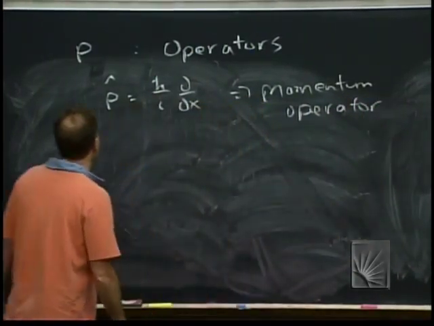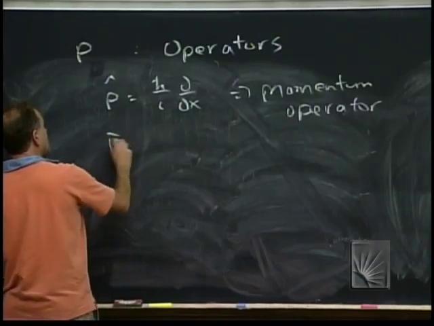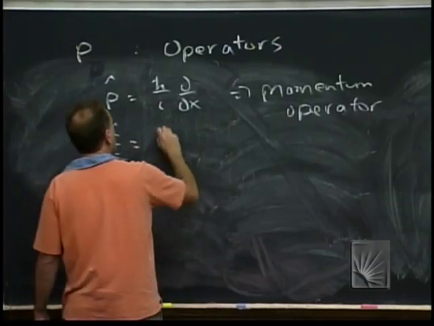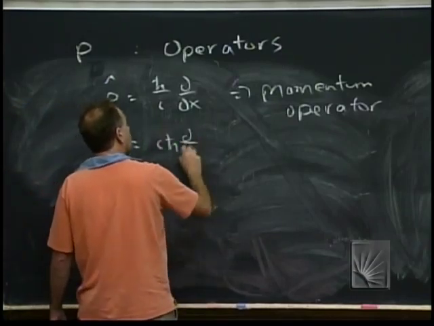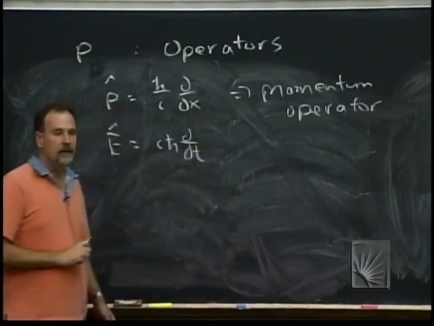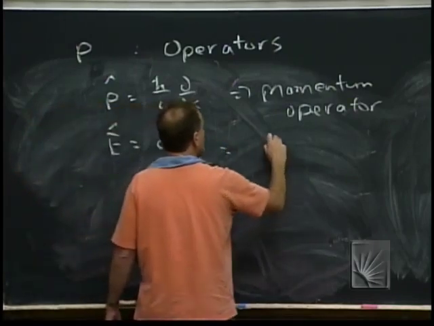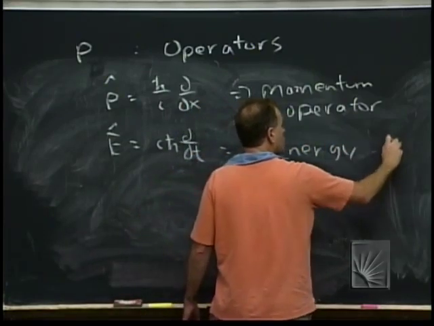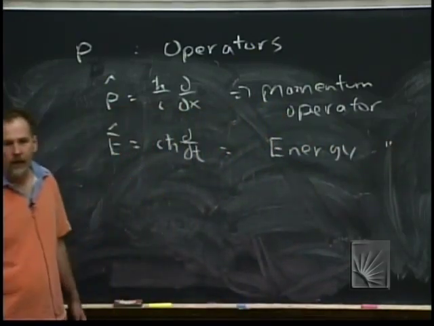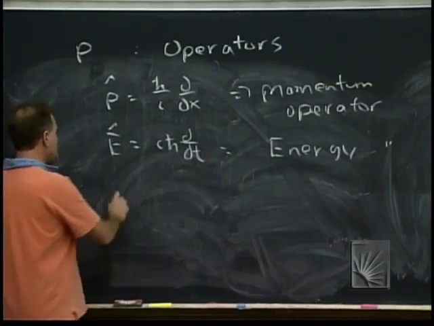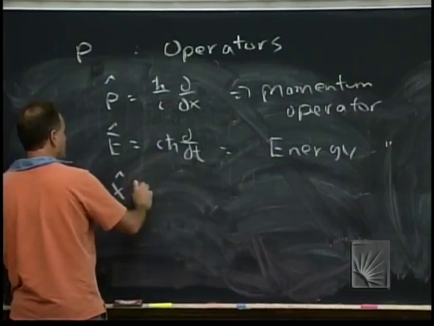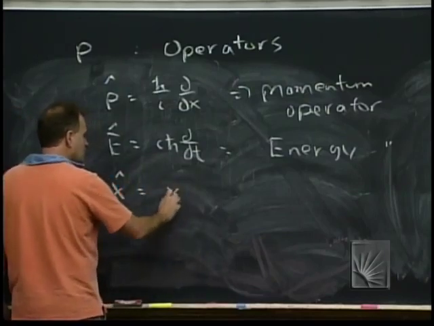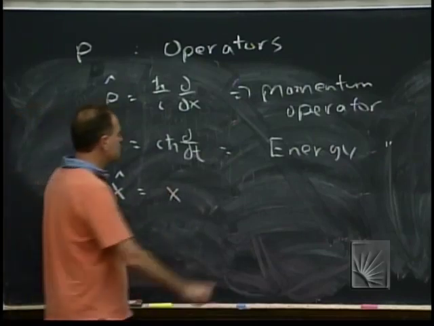Okay? E hat is i h bar d by dt. That's the energy operator. X hat, well, that's just x. It's the position operator.